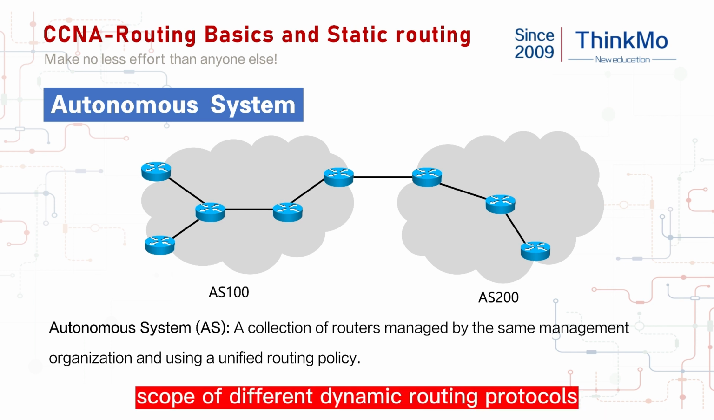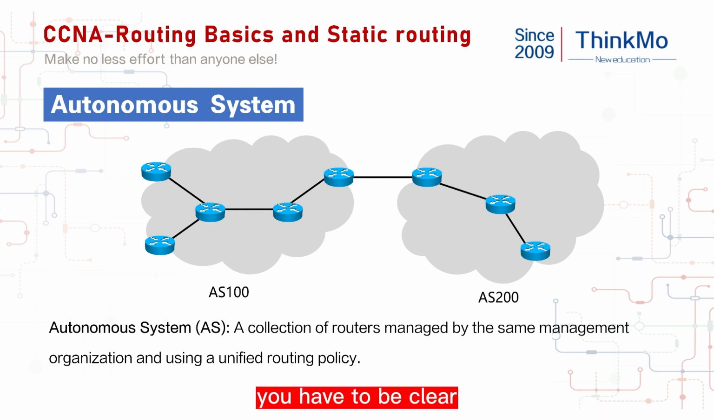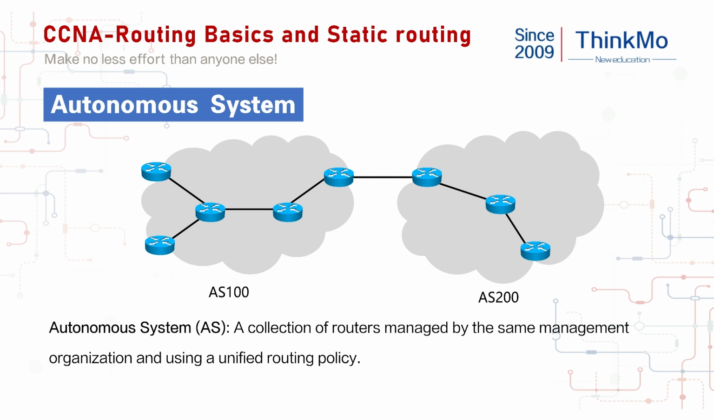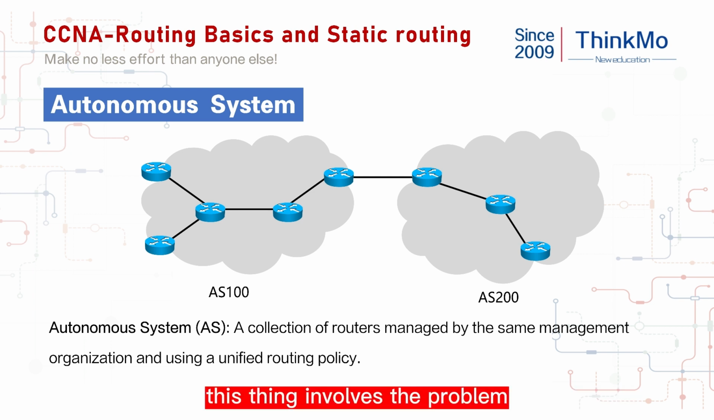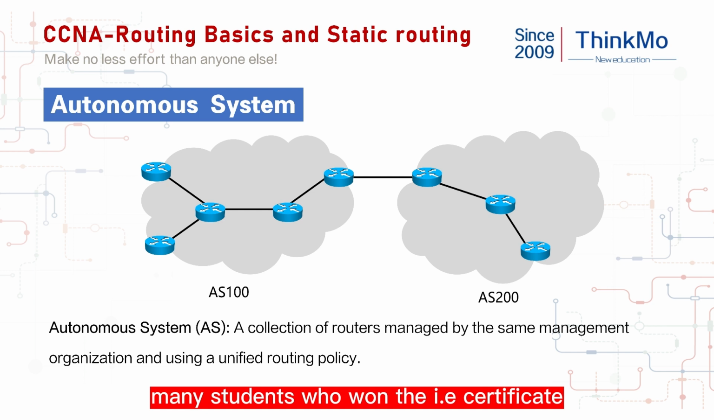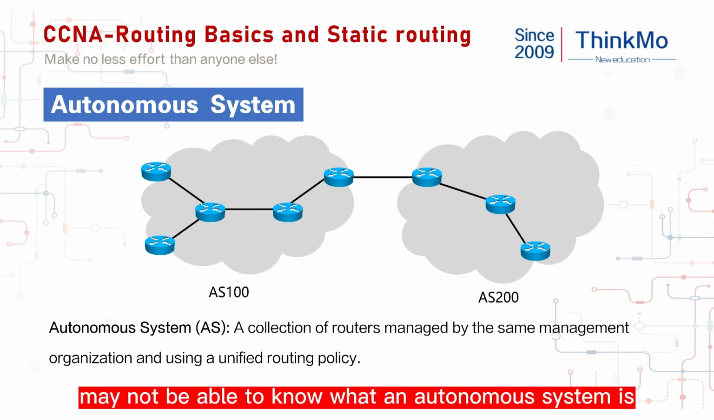The scope of different dynamic routing protocols, you have to be clear. This is a concept in BGP, but this protocol cannot be discussed in the NA stage. This thing involves the problem of the overall networking architecture. Without exaggeration, many students who won the IE certificate may not know what an autonomous system is.